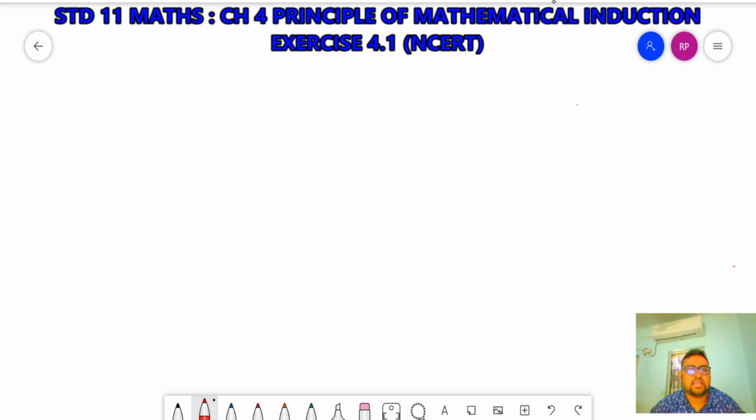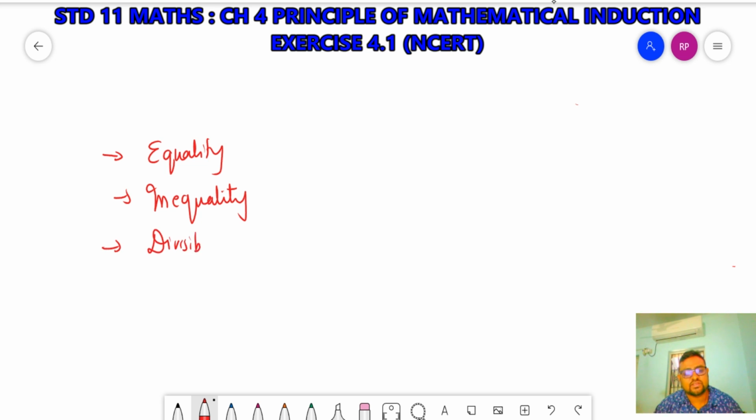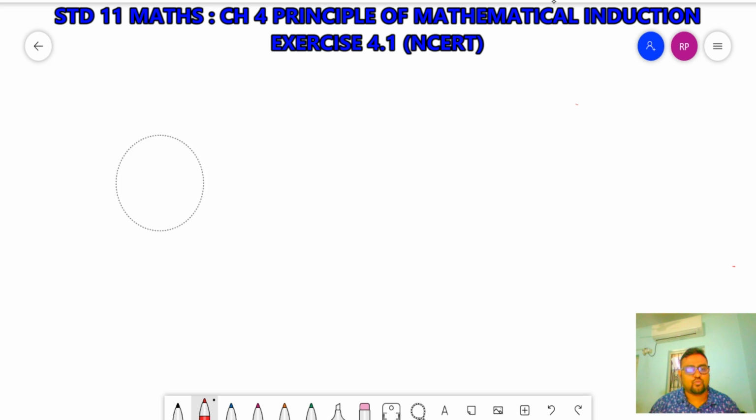Today we will start with chapter number 4, that is principle of mathematical induction. There will be three types of sums in this chapter. The first, you need to prove about equality. Second, inequality, means less than equal to or greater than equal to, less than, greater than. And third, based on divisibility. So there are three types of sum that you have to solve on the basis of principle of mathematical induction. Now let's see how you have to prove for first principle of mathematical induction.